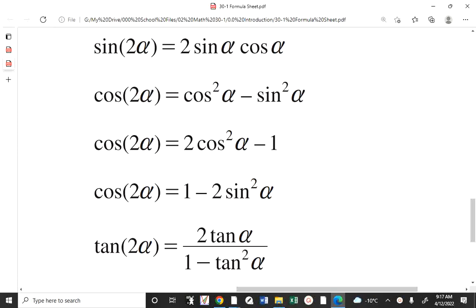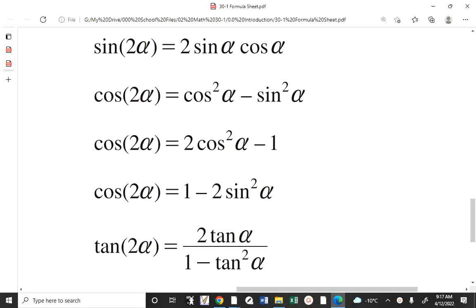So there are your double angle identities. There is a single double angle identity for sine: sine of 2 theta equals 2 sine theta cos theta. Or on your formula sheet, they have alphas. Tan of 2 theta equals 2 tan theta over 1 minus tan squared of theta.